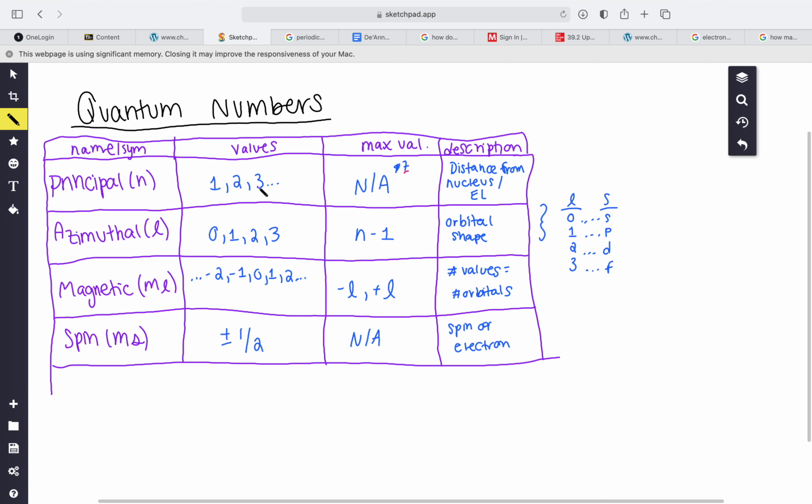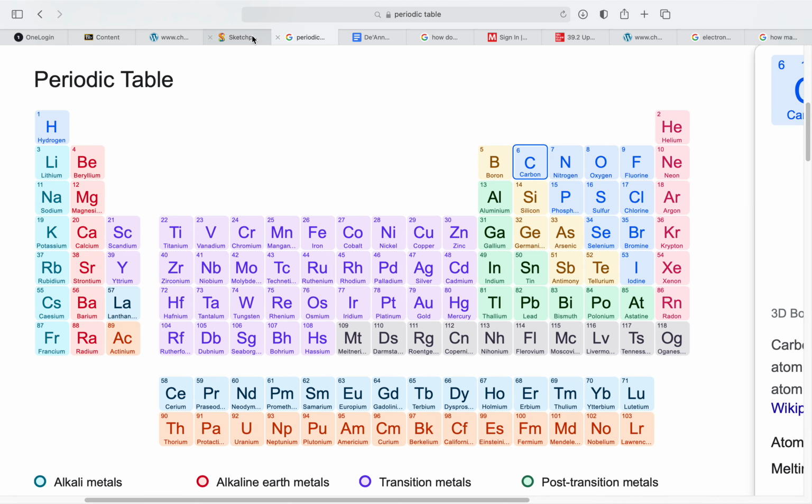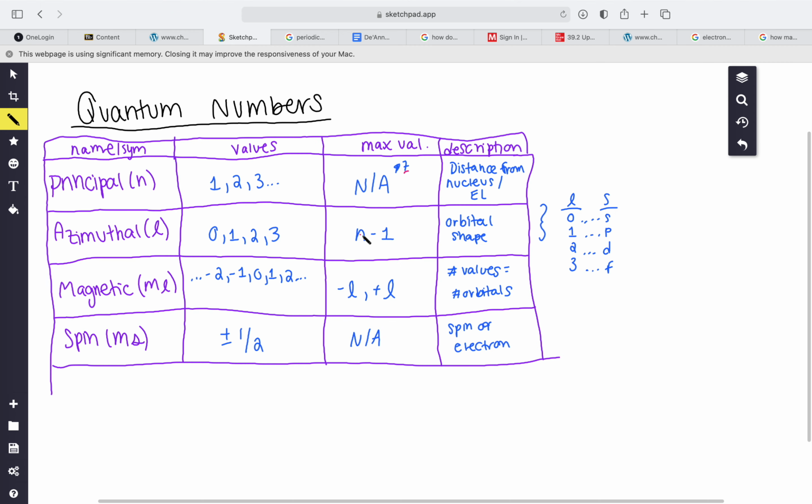So if you have your, what did I have? I did the example of oxygen, which is in the second energy level. So you would do n, which would be 2, minus 1, which would be 1. And then you come over here and see that this means it's in the p orbital, and it is.